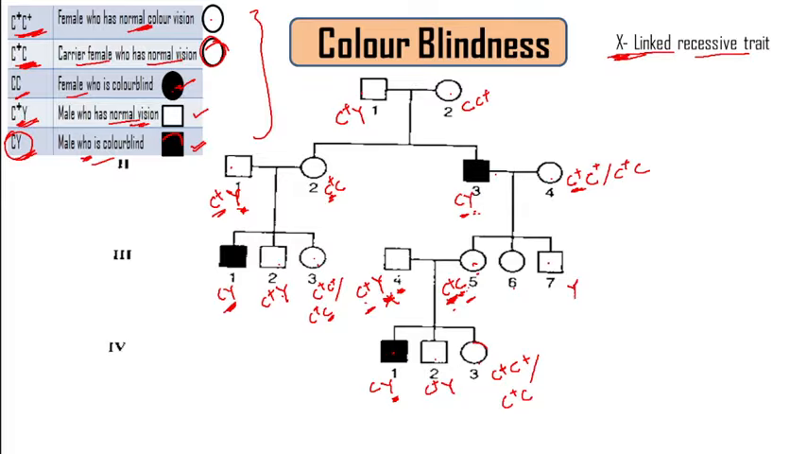Here this male would have inherited Y from the father and C plus from the mother, only one possibility, not CY. This person's genotype, because he is a normal male, is C plus Y. This female would have inherited C from the father because she cannot have Y from the father. She will have C from father and C plus from mother for being normal. So this is how you calculate the genotype.